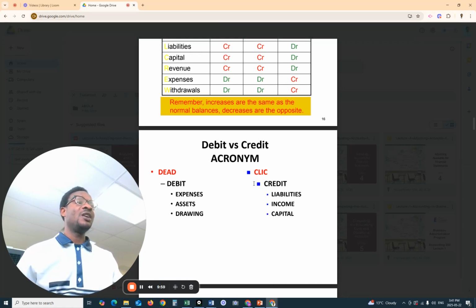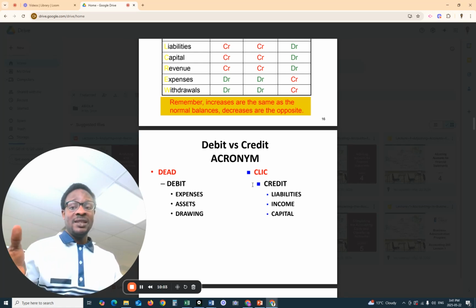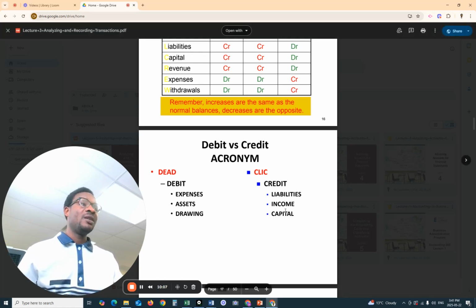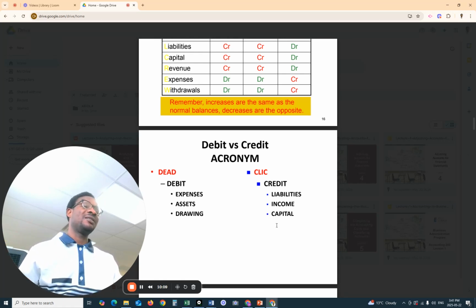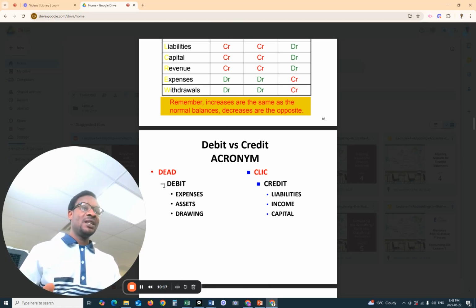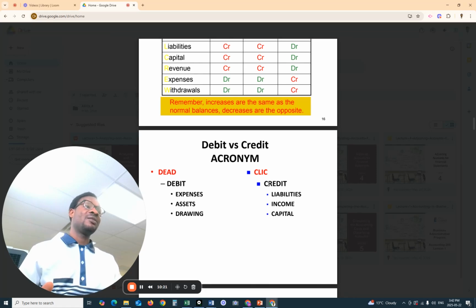If you want to put provisions, which is not treated yet in this topic, it will be DEAD CLIP. So P, provisions, are in the credit side also. But the general ones for double entry are the expenses, assets, drawings in the debit side, liabilities, income, capital in the credit side.